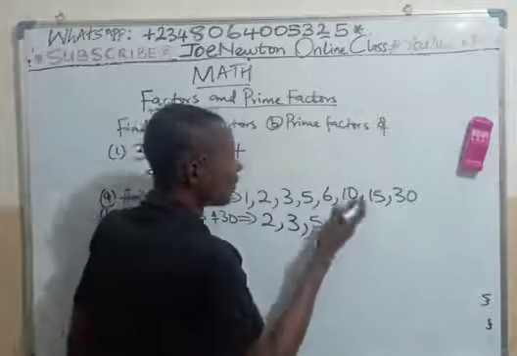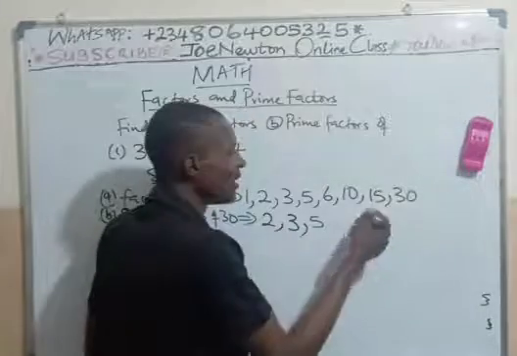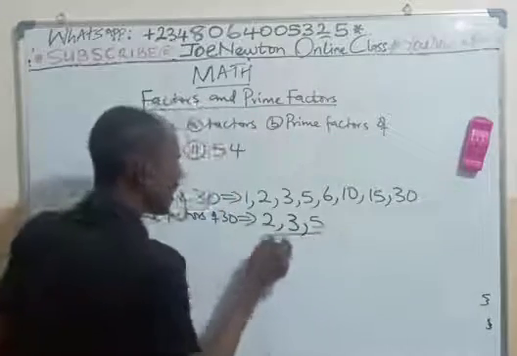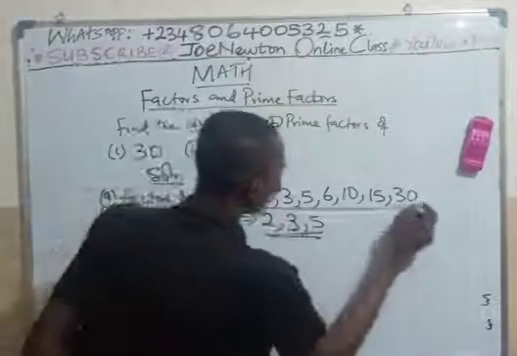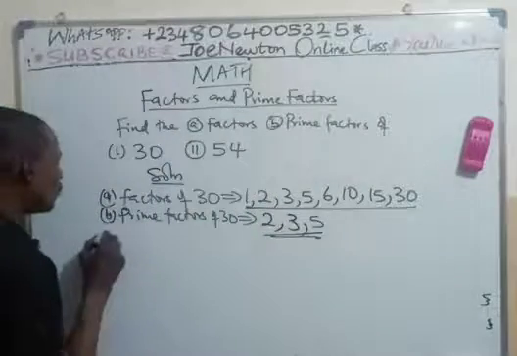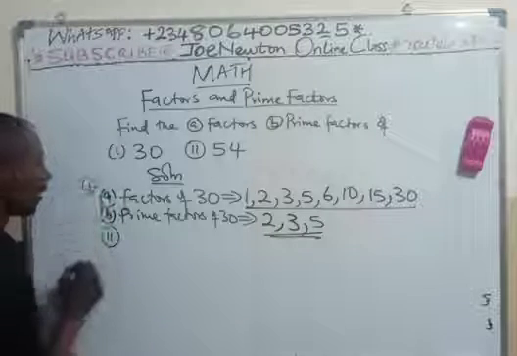Also 10 is not a prime number. It has more than 2 factors, so are 15 and 30. So these are the prime factors of 30. These are the factors of what? 30. So I believe with this you can do the I part of the question. This is the I part of the question.